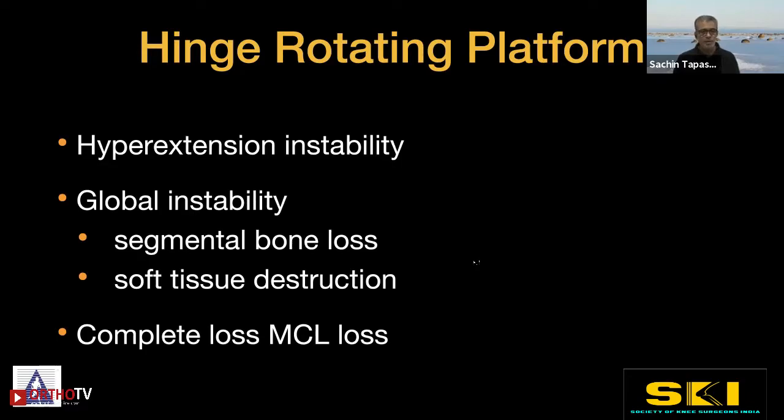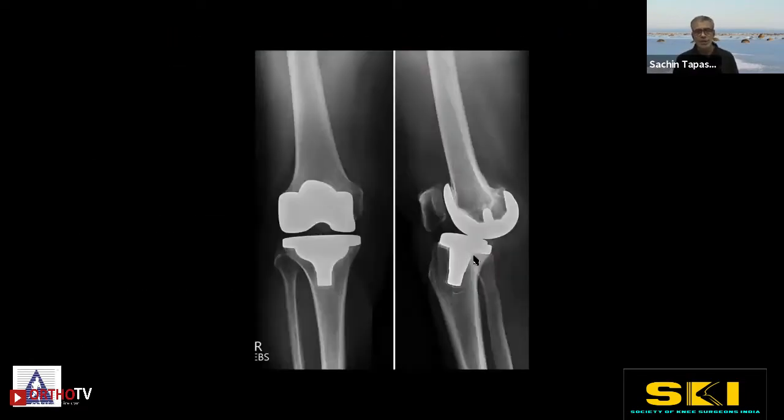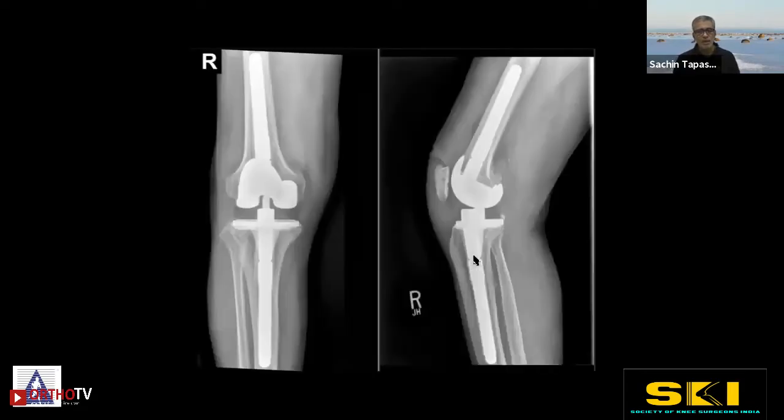If you have global instability, either because of soft tissue destruction or because of segmental bone loss, that again becomes an important indication to use a rotating hinge. Here is one such example of a patient who had a primary knee done in poliomyelitis. Unfortunately, the surgeon did not recognize the amount of hyperextension and his poor soft tissues. This led to the whole knee feeling completely globally unstable and required revision to a rotating hinge type of prosthesis.